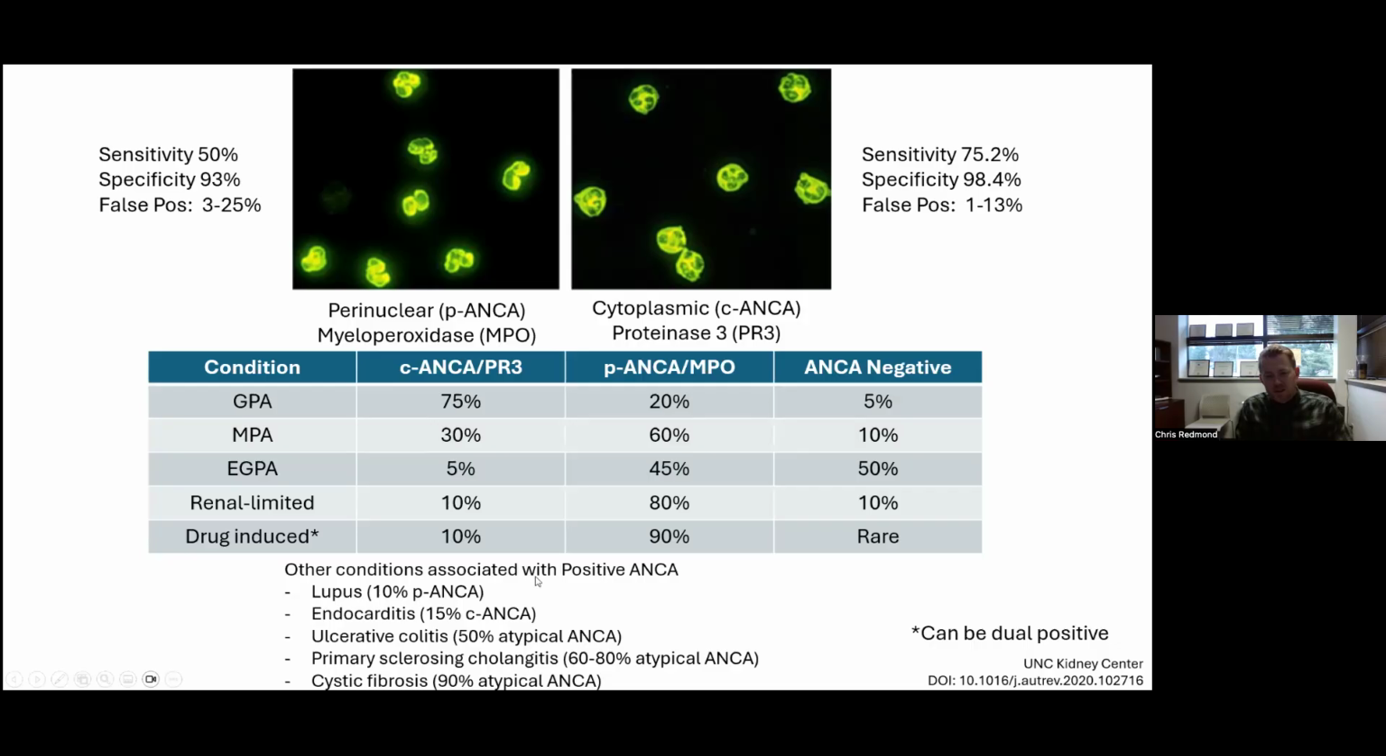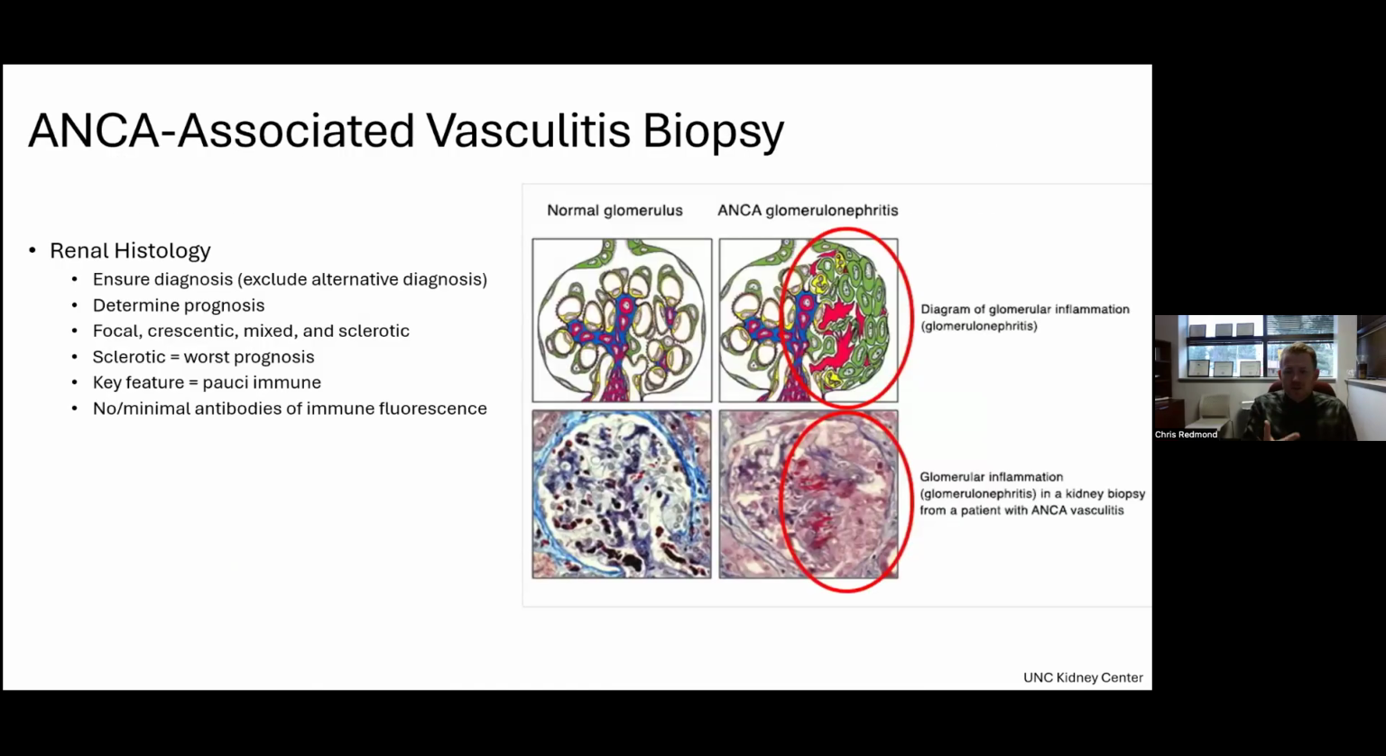ANCA is not just seen in patients with ANCA-associated vasculitis. Lupus, endocarditis, ulcerative colitis, primary sclerosing cholangitis, and cystic fibrosis can all have these. The atypical ANCA typically means they stain positive for ANCA, but not for MPO and PR3. And so, other diagnostic utility. Again, renal involvement is really high. The histology for this, like I said, is pretty classic. It's important to get if you think you have pulmonary or renal involvement.